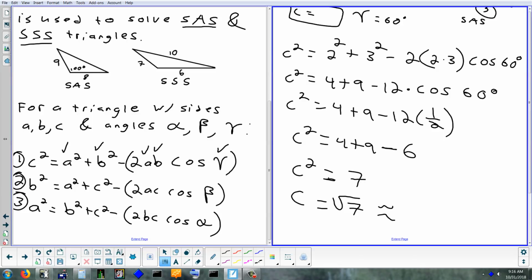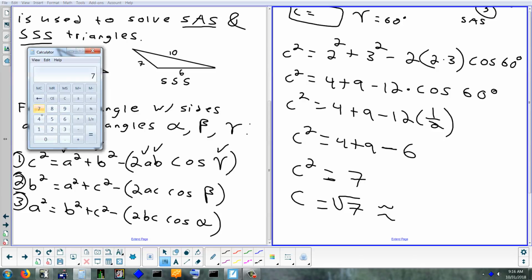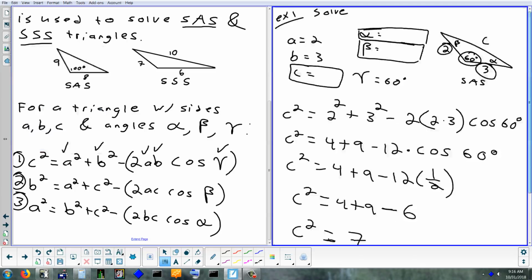And that's the answer for C. Okay. But isn't that in radians, not degrees? Well, it's the length of a side, so it might be inches or feet or whatever it is. But yeah, it's not radians or degrees unless we're getting an angle. So the square root of 7 is about 2.646. Okay, so let's write that down. 2.646.